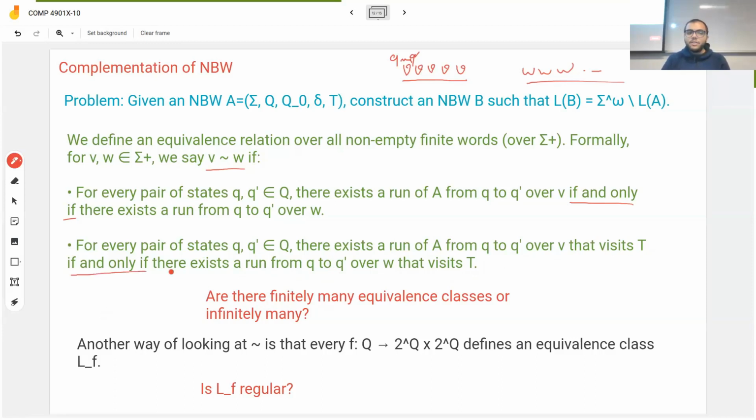So that's what I mean when I say two finite strings v and w are equivalent. The intuition is I take v, I replace it with w, nothing changes. But the formal definition is that for every pair of states, I can go from q to q prime using v if and only if I could go using w. I can go from q to q prime using v and see a target on the way if and only if I could do the same thing using w.